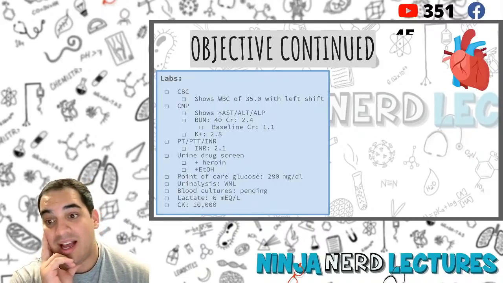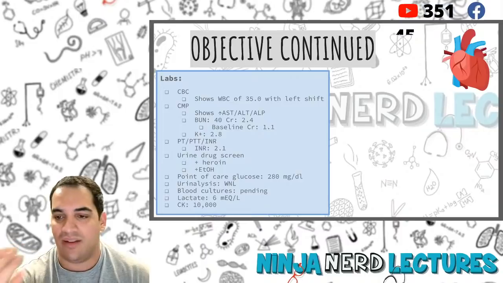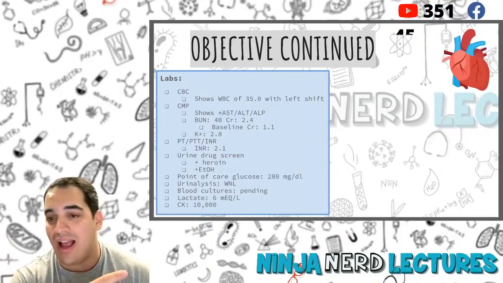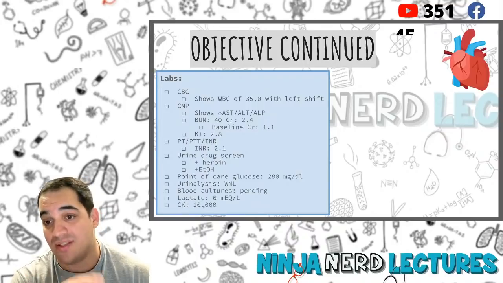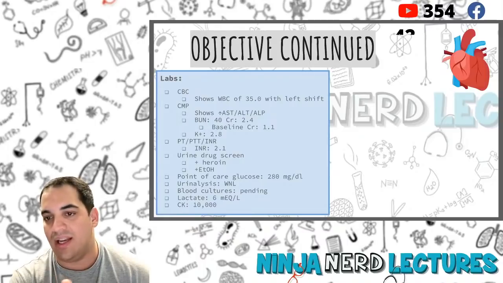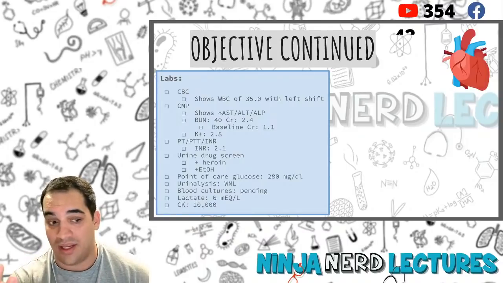Point of care glucose. He's a diabetic. I want to check it. I want to see if his glucoses are high as well. So it came back at 280. Urinalysis. Again, if I think sepsis or there's a potential infection, I've got to find the source. So a CBC can help us out with that, a urinalysis and other things as well. So urinalysis was done. It was normal.